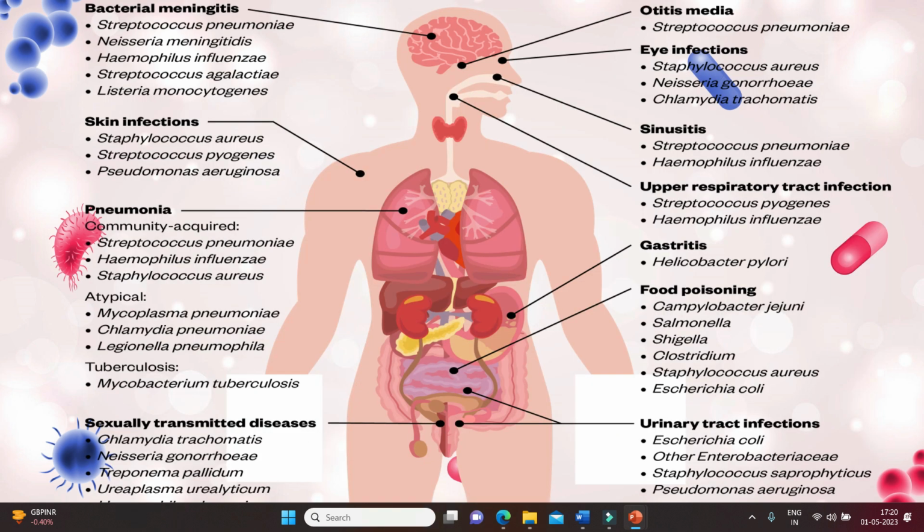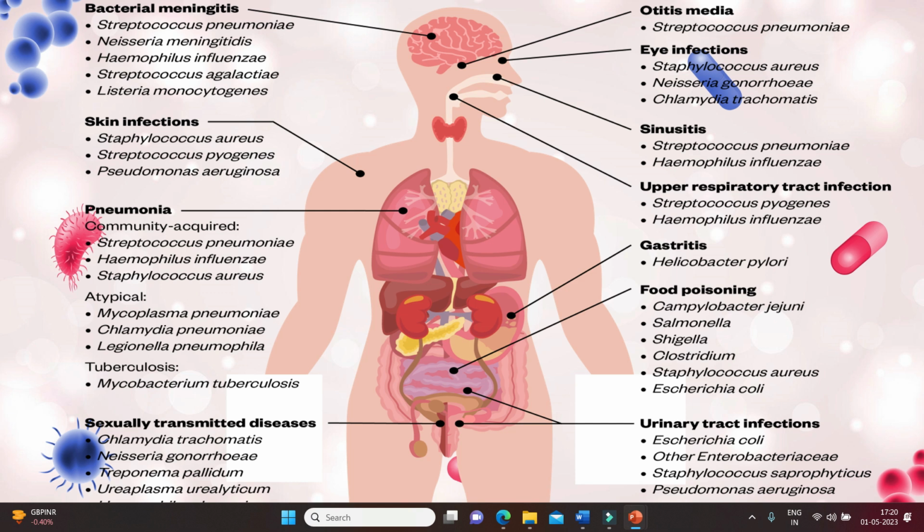And in dsRNA, non-enveloped viruses include the Reoviridae, which is an example of gastroenteritis. These are the human infecting diseases caused by microorganisms.